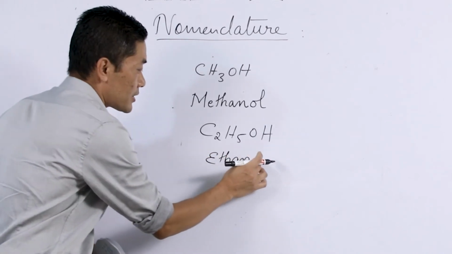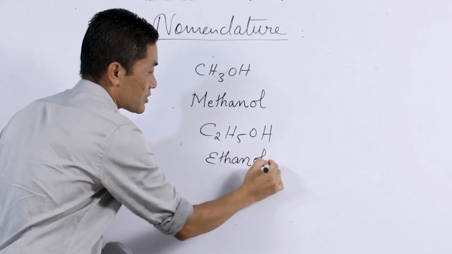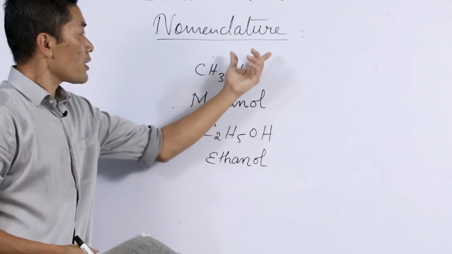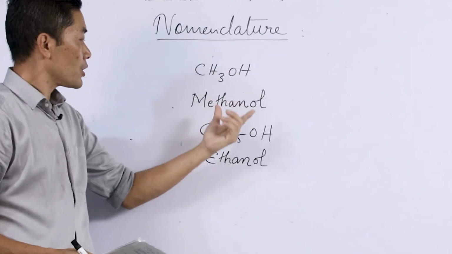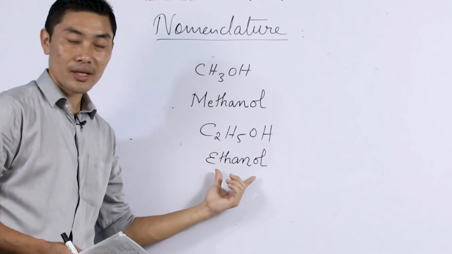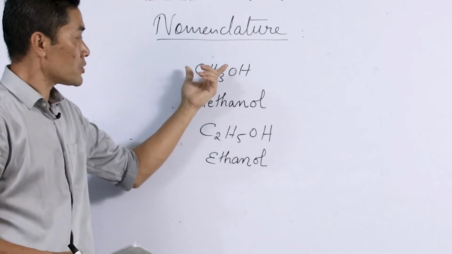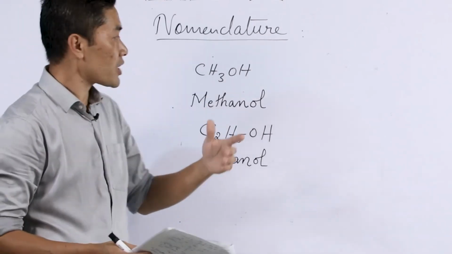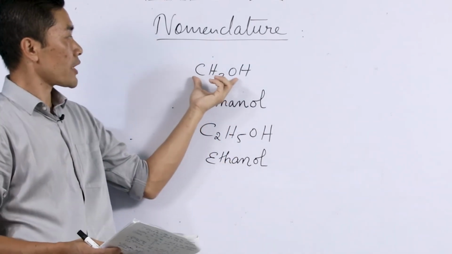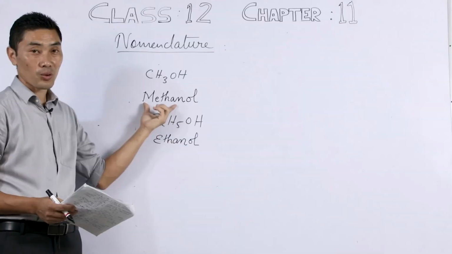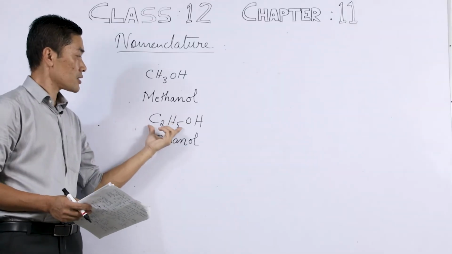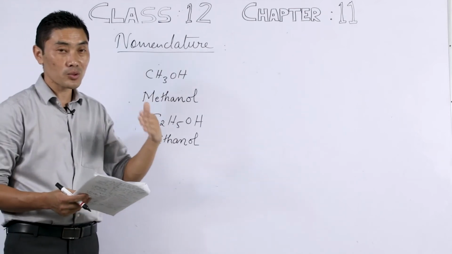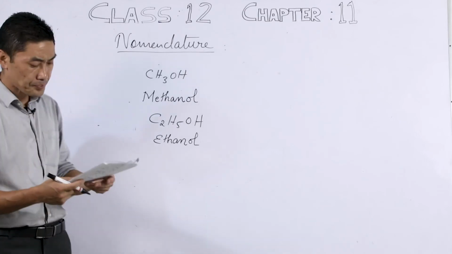Here also, the last letter E is replaced by the suffix OL, so it becomes ethanol. So methyl alcohol or methanol, ethyl alcohol or ethanol. These common names as well as the IUPAC names, they are both accepted. So sometimes you might find this named as methyl alcohol, sometimes as methanol, and sometimes as ethyl alcohol or sometimes as ethanol. So try to remember both the systems of naming.